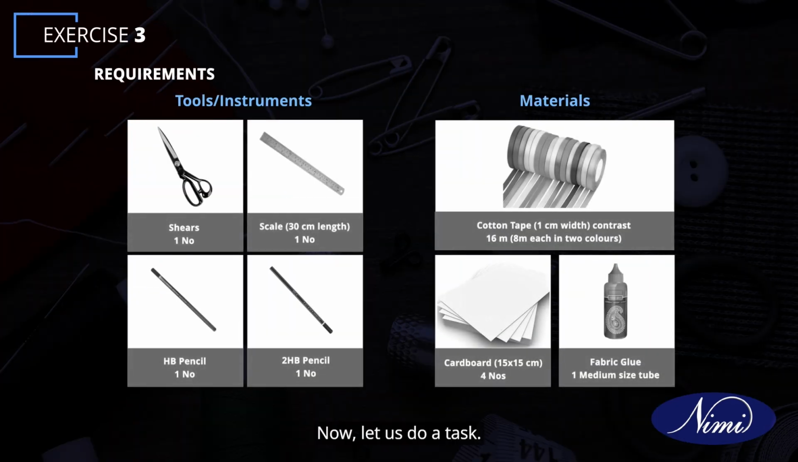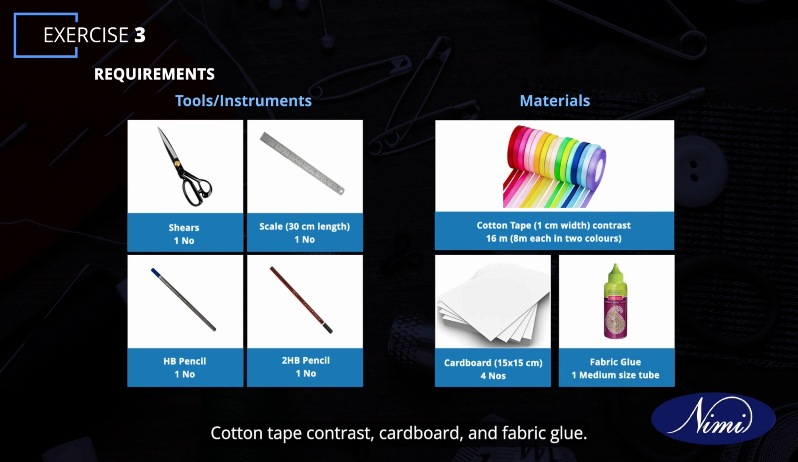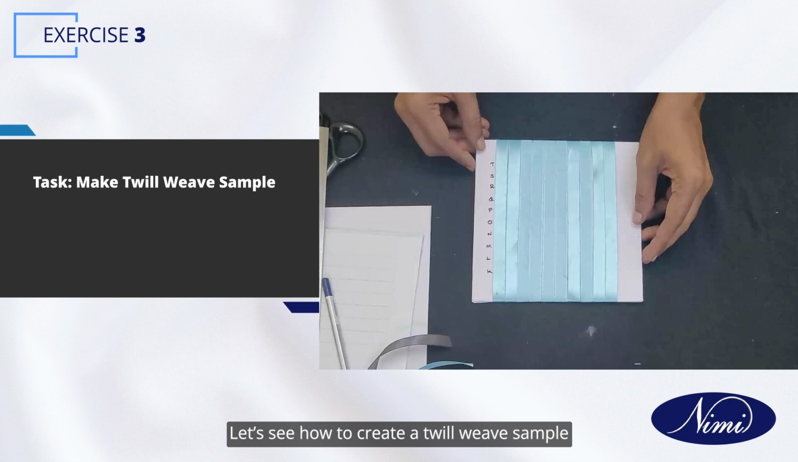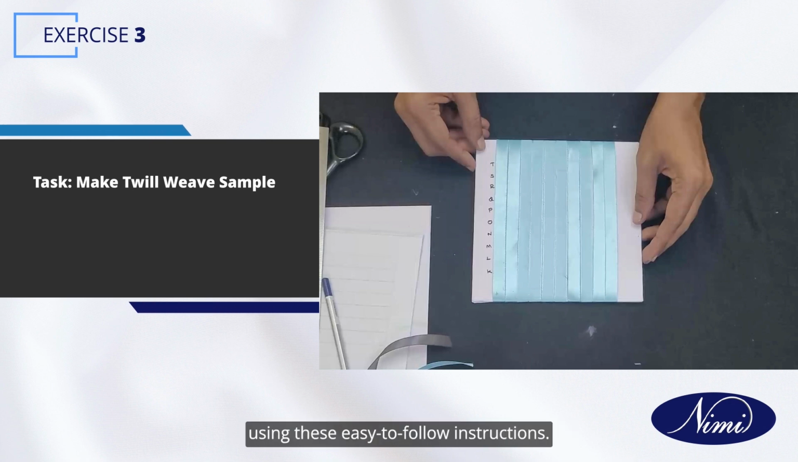Now, let us do a task. Here are some of the tools and materials required to perform this task. They are shears, scale, HB pencil, 2 HB pencil, cotton tape contrast, cardboard and fabric glue. Let's see how to create a twill weave sample using these easy to follow instructions.